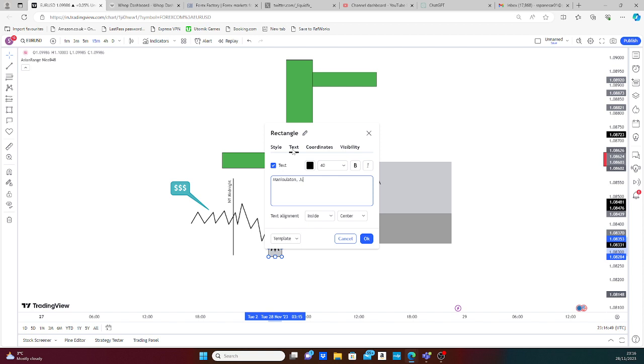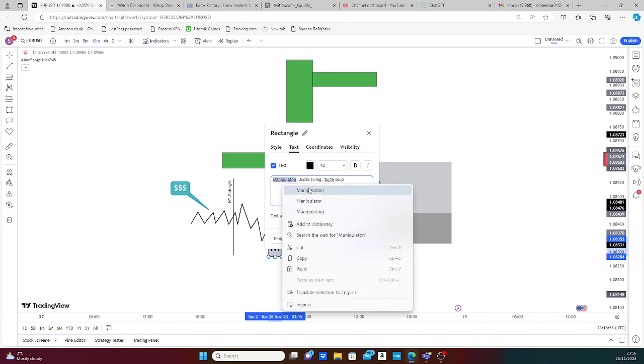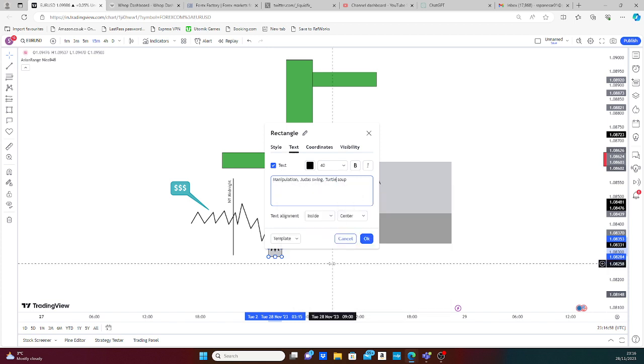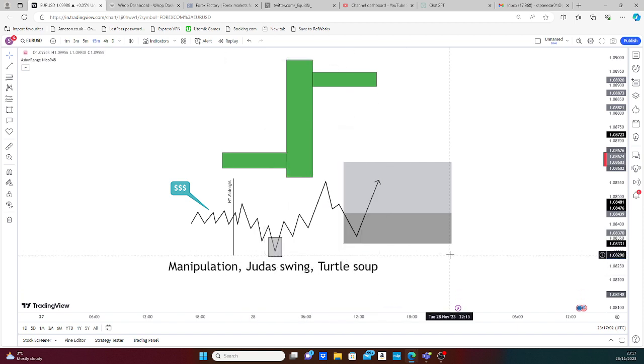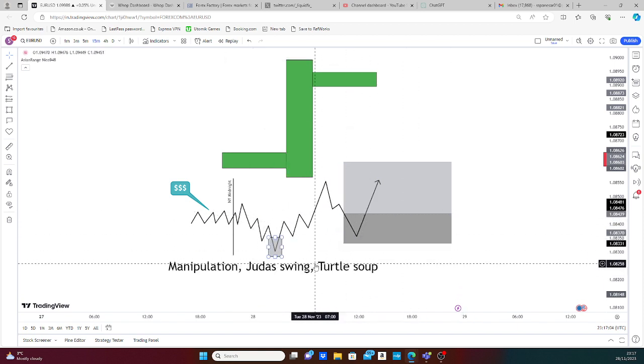Manipulation, Judas swing, turtle soup, they all mean the same thing, right? But why are we obsessed with this? What is it about this, right? Now, the manipulation aims to bring people or traders, uninformed traders, impatient traders onto the other side of the market, the sell side, before price breaks structure, and we enter after the manipulation, right?